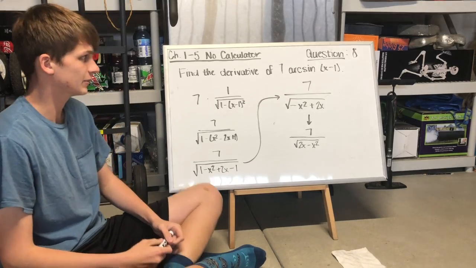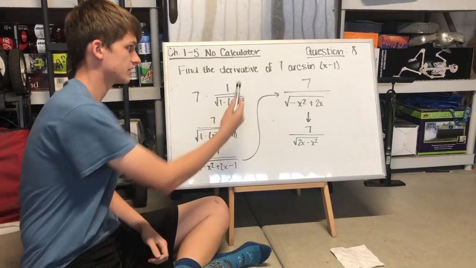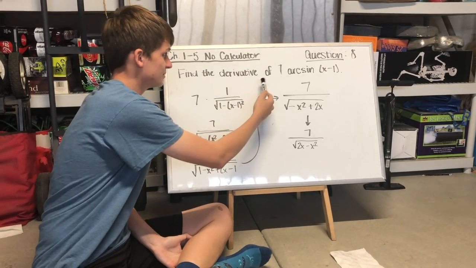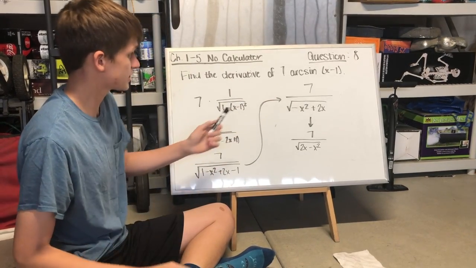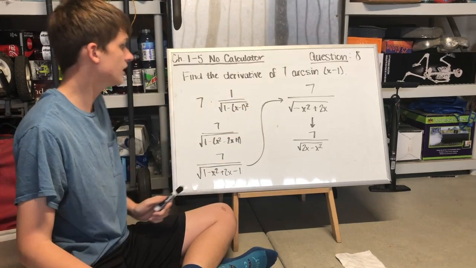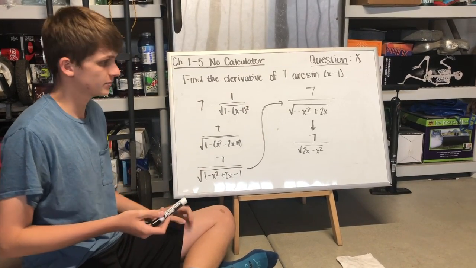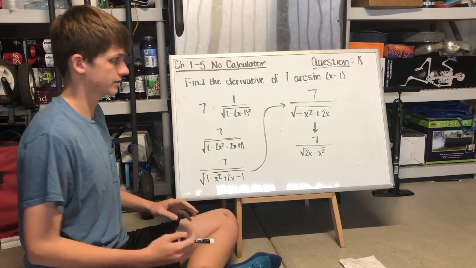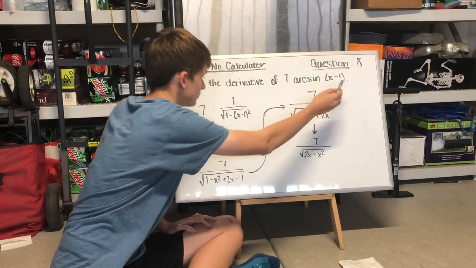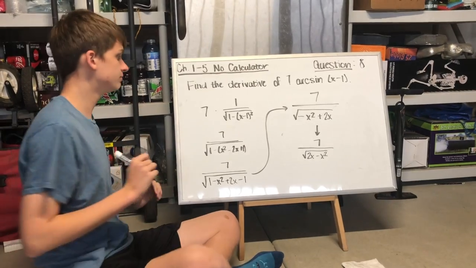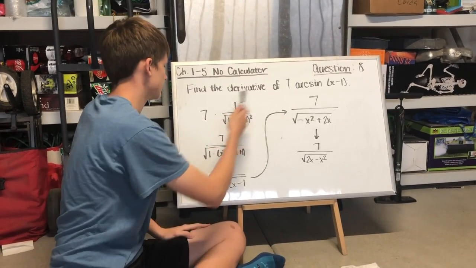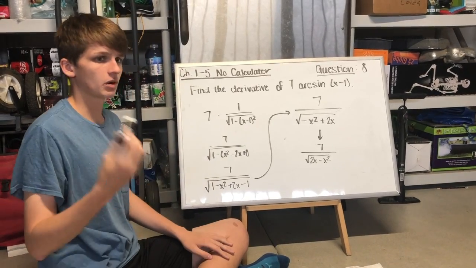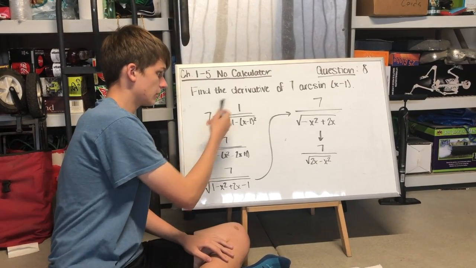Alright, so for question 8, we have another derivative problem, except this time it features arc sine. So we know with arc sine that we have 1 over the square root of 1 minus the function inside of the sine function. So in this situation we have a 7, so we can just bring it down over here. And then that property that I just mentioned, we apply it here.